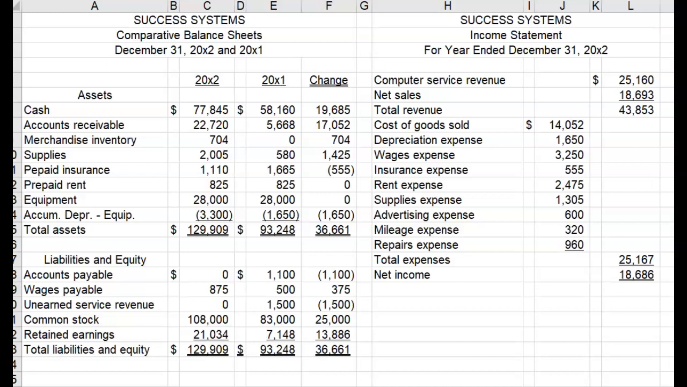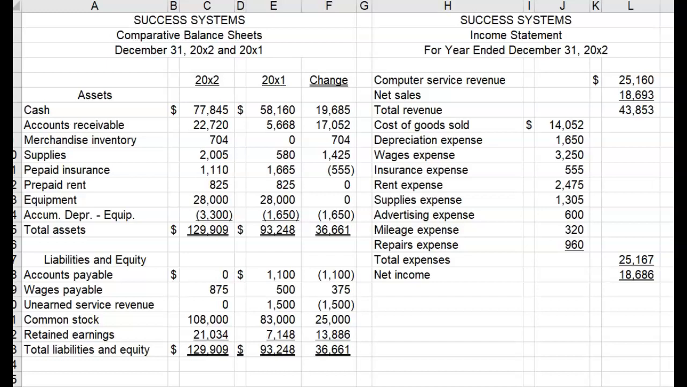In this video, we'll prepare Success Systems' Statement of Cash Flows for the year ended December 31st, 20X2 using the Indirect Method. This is a more advanced accounting class, and the Indirect Method was emphasized in the two accounting classes that are prerequisites to this class. The Indirect Method was emphasized in both Accounting 301 and Accounting 103. Accordingly, I'm going to move through this demonstration rather quickly because it should be pretty much a review for you.